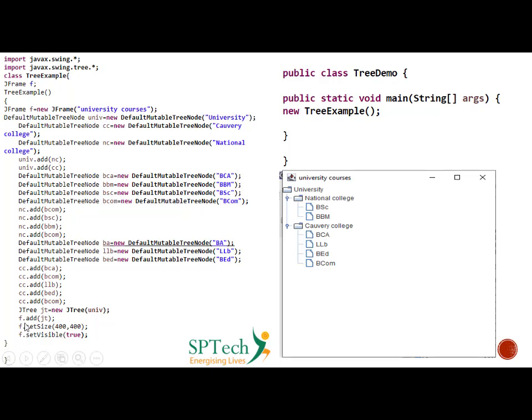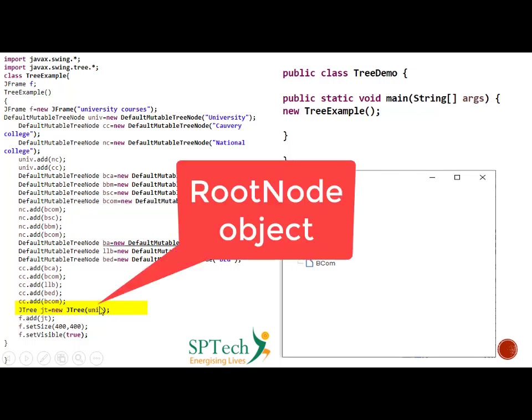Now I have a constructor called JTree. I am creating a component called JT of the JTree class, and when I am creating this JT object, I am passing the object univ. So what is this univ? univ is a node, where you are setting the value as university. That means this node becomes the root node of the tree.